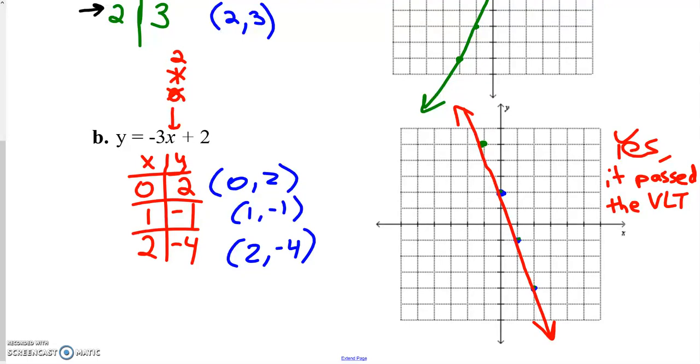It's a function because there were no two dots that were straight up and down from each other. Like if I had a dot here and a dot here, well, when I connect that, that gives me a vertical line. Well, I don't want a vertical line. If I want it to be a function, I cannot have vertical, straight up and down.